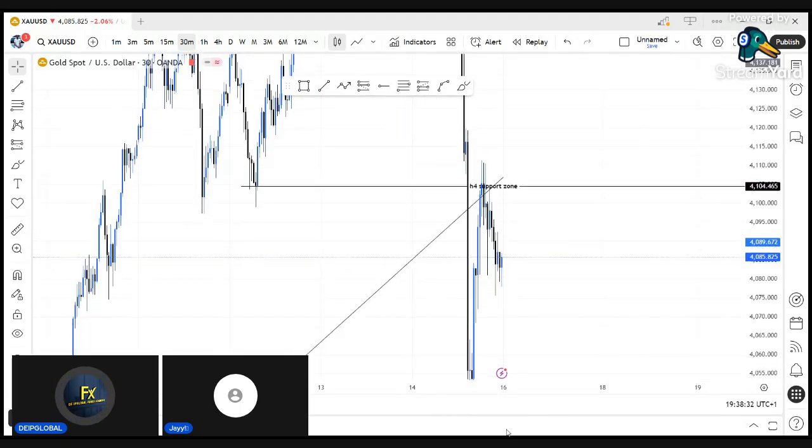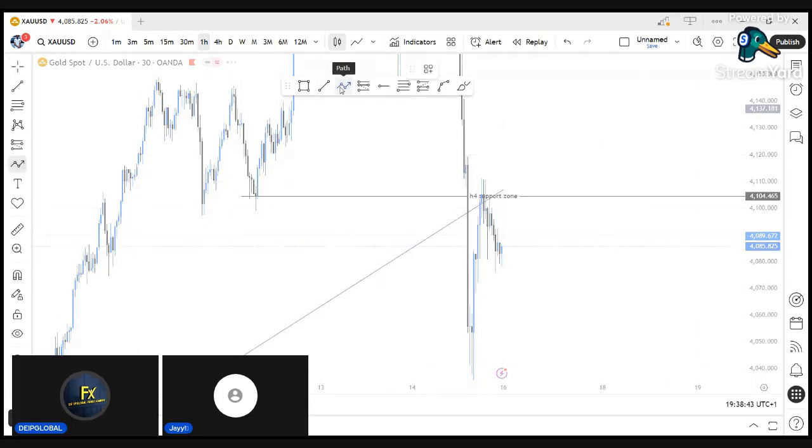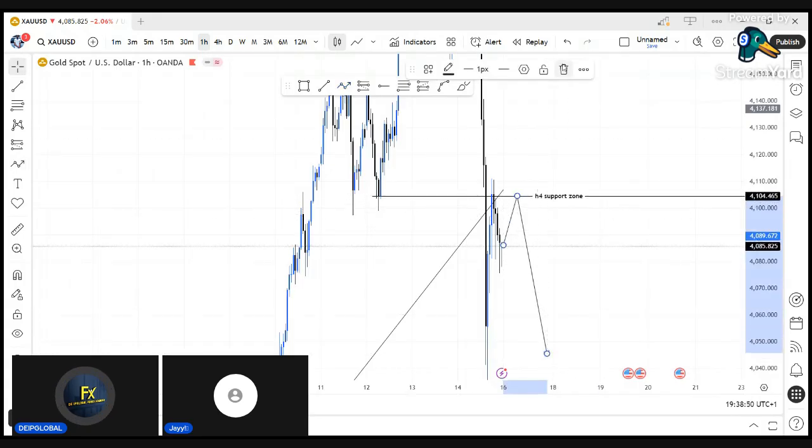Okay, going to the lower time frame. Remember that this is our H4 support. And if these are support, what we're expecting on the higher time frame is either the market comes back here and retests here, or drops down.